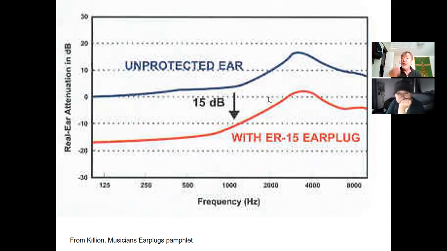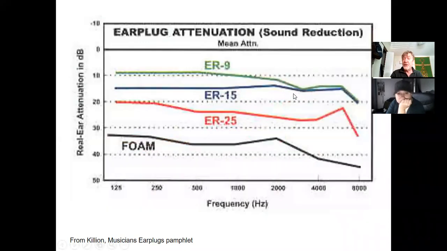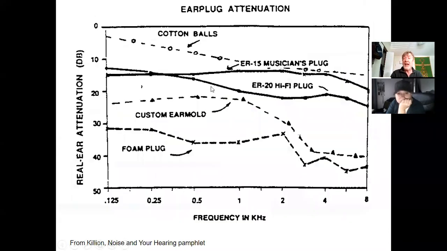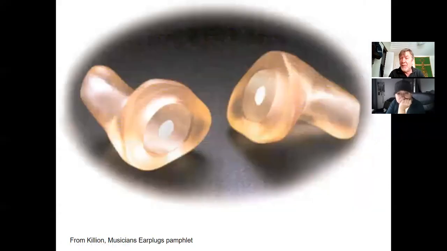Okay? When you're wearing musicians' earplugs, they preserve that resonance. They just lower it down. And that's why your attenuation with musicians' earplugs is nice and flat. And guess what? You get what you pay for. Foam earplugs cost about 50 cents. Musicians' earplugs cost about $50. You get it? So you get what you pay for.